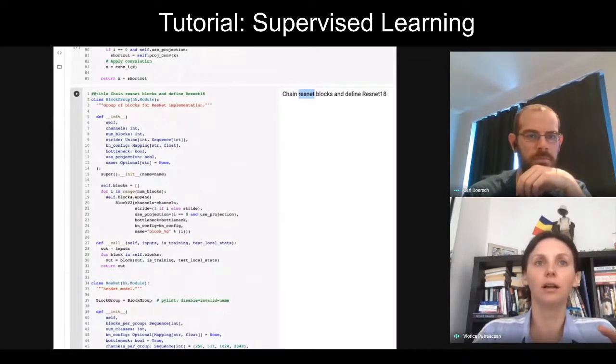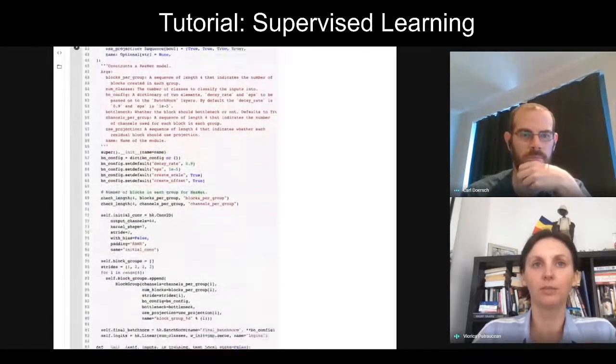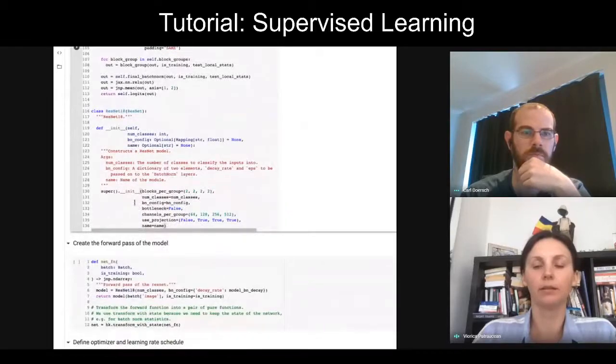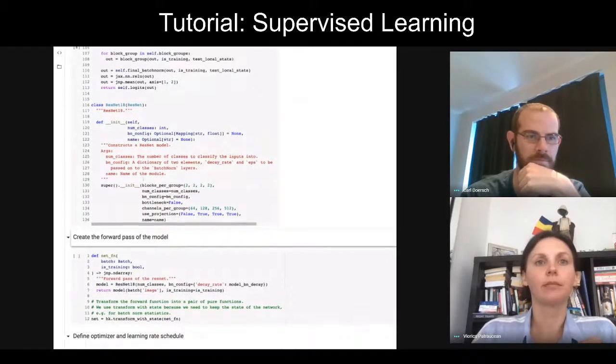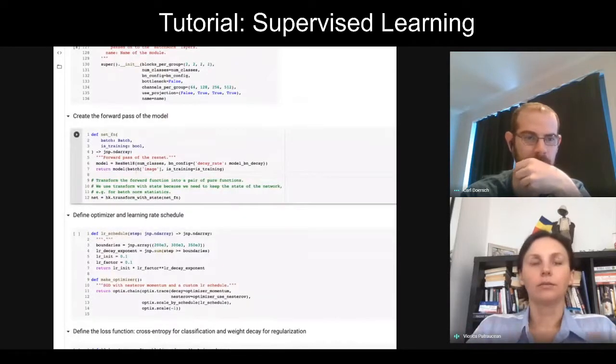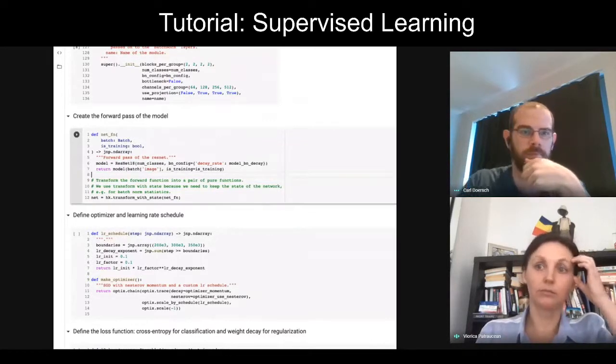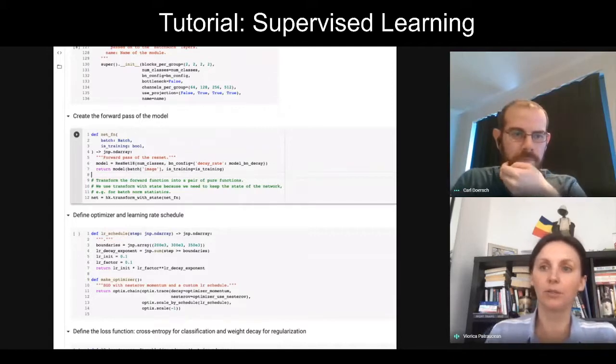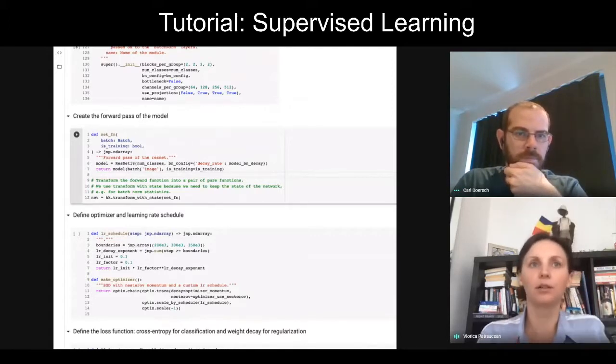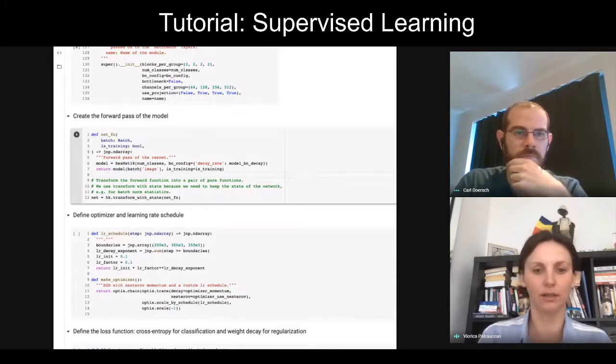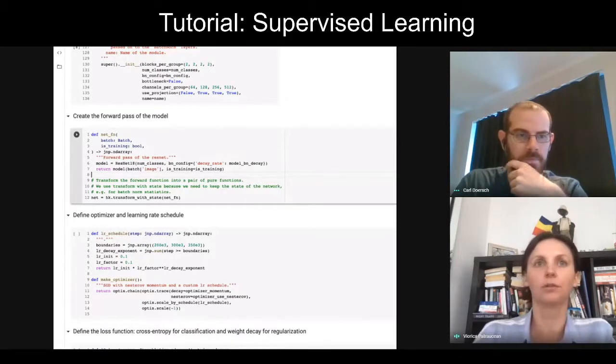So here basically, now we've defined one ResNet block, and then we are just chaining them together, and we are actually building the ResNet 18. So I will just run this. The rest is very similar to what we've seen for the MNIST exercise in the intro tutorial. The classifier there was a 3-layer MLP. Here we have the ResNet, but setting up the forward path of the network and the optimizer are very similar to the intro tutorial.